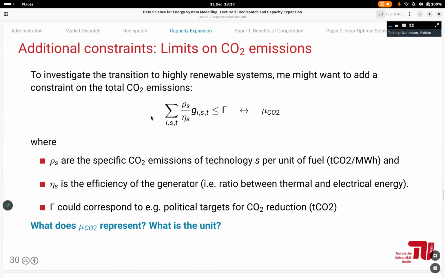You iterate that over the whole period that you're looking at, the whole regions, the whole different carriers, based on the specific emissions and the efficiency of the generator, and then limit that to some value. For example, 0. It could also be 0 if you want to look at a climate neutral system.